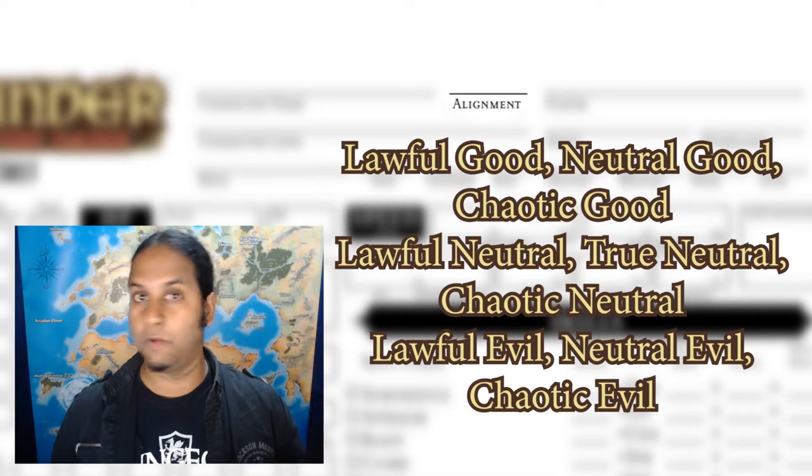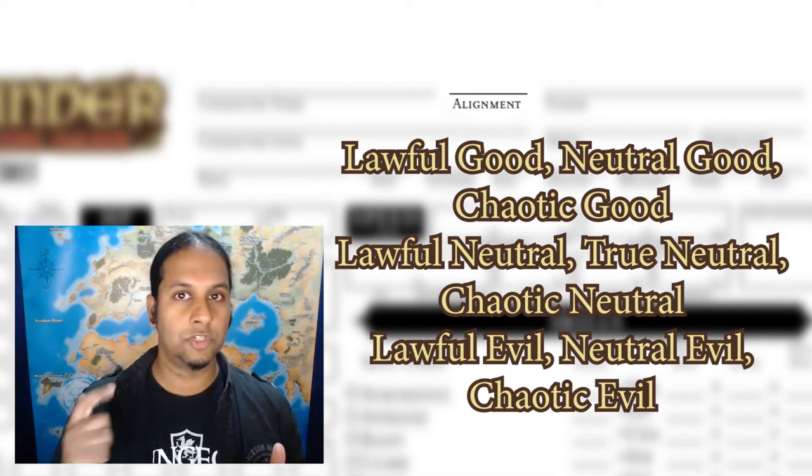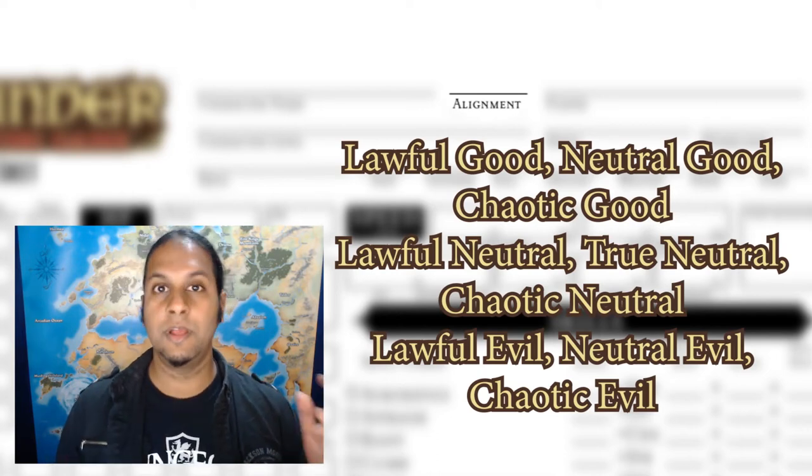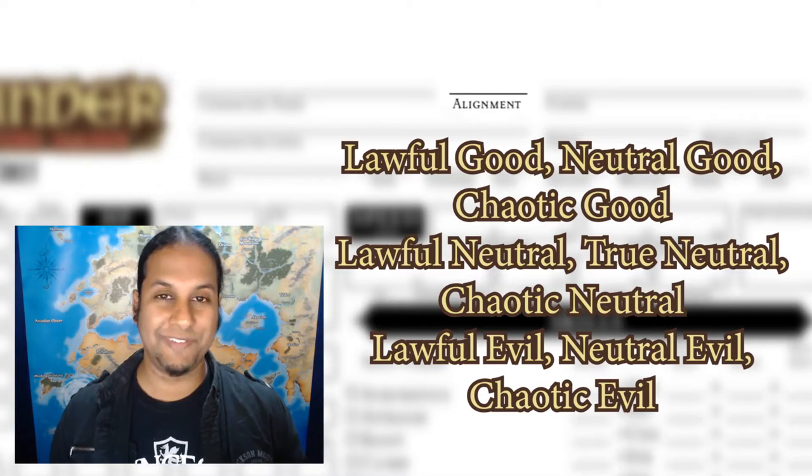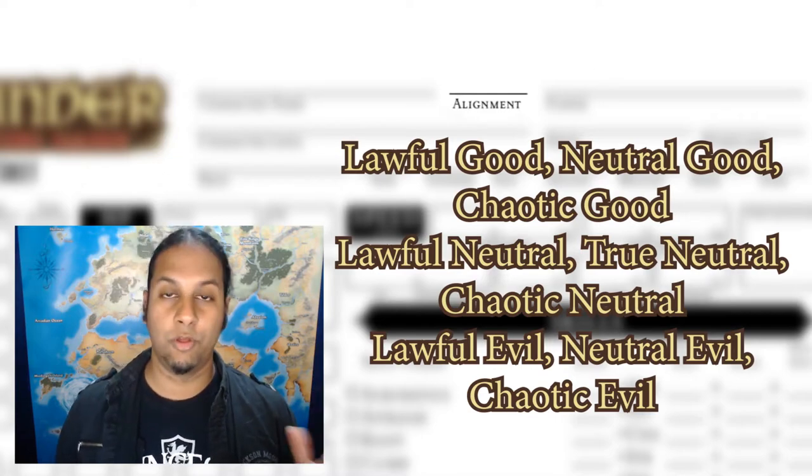Alignment. Now, okay, put down your torches and pitchforks. I'm not going to be arguing about alignment, but here is essentially what it is. There are 9 alignments to choose from, ranging from lawful good, lawful neutral, lawful evil, neutral good, true neutral, neutral evil, chaotic good, chaotic neutral, and chaotic evil.